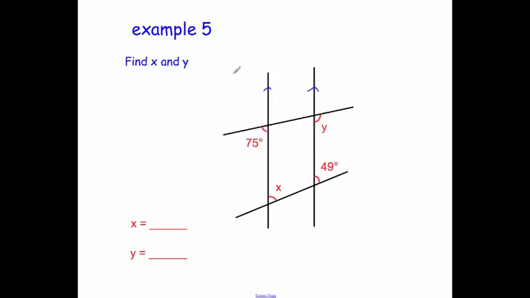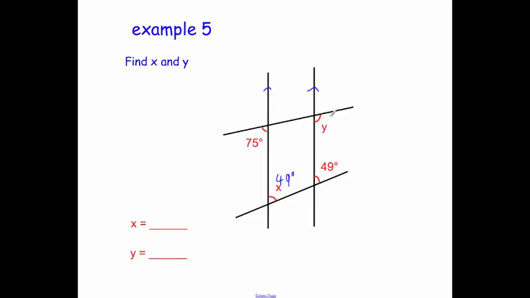Example 5. Now, we've got the parallel lines. You can see the parallel lines with the arrows, and we've got two transversals. They've asked us to find what x is and what y is. First of all, let's start off with x. The x and the 49, as you can see, are corresponding angles. You can see the F shape, like so. So if this one's 49, the x is 49 degrees also. They're corresponding to each other.